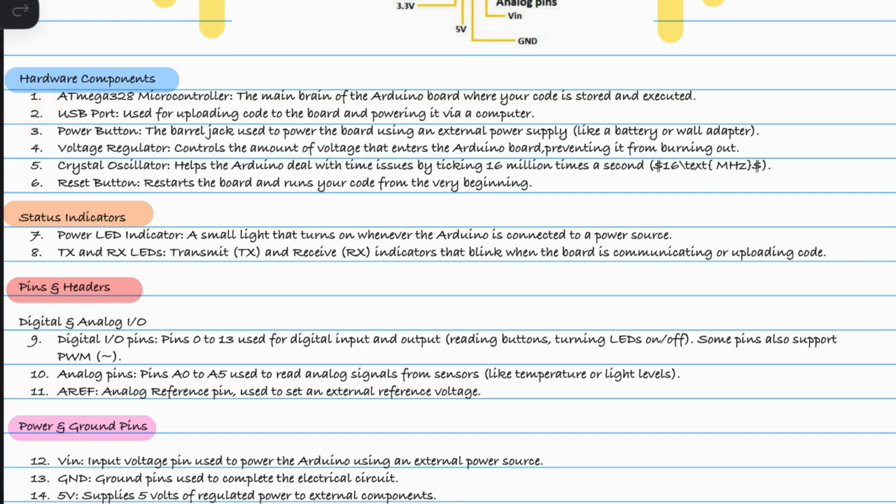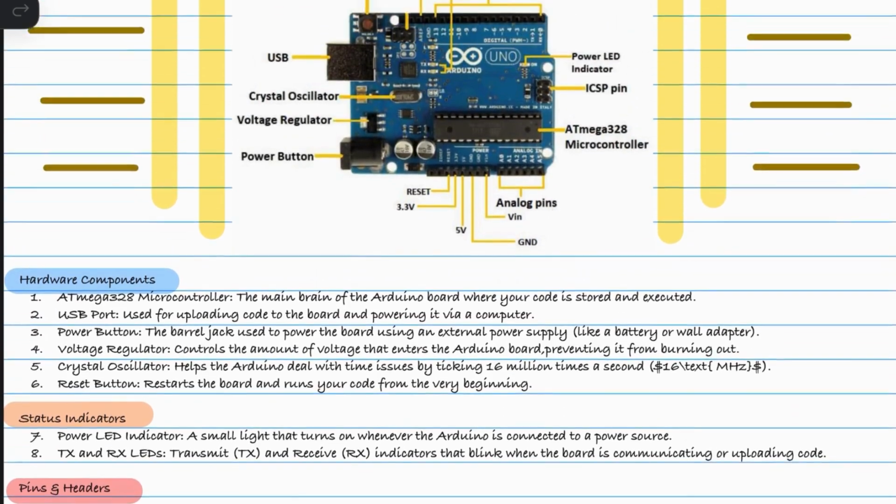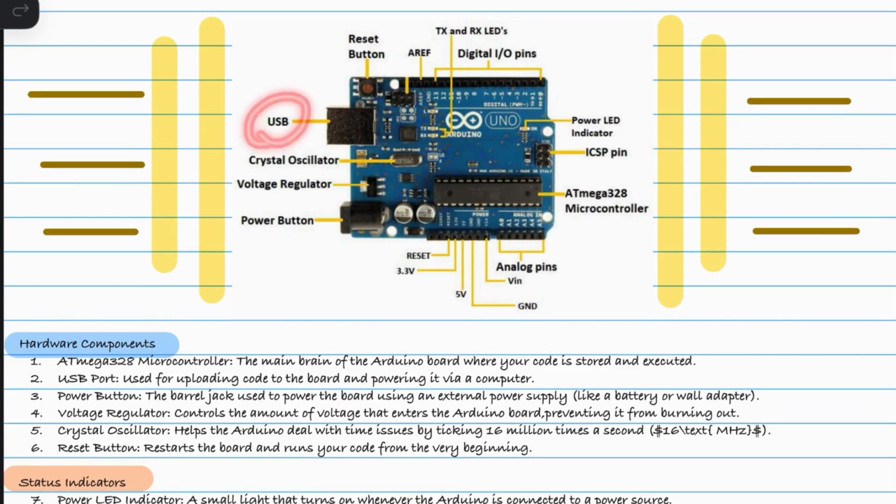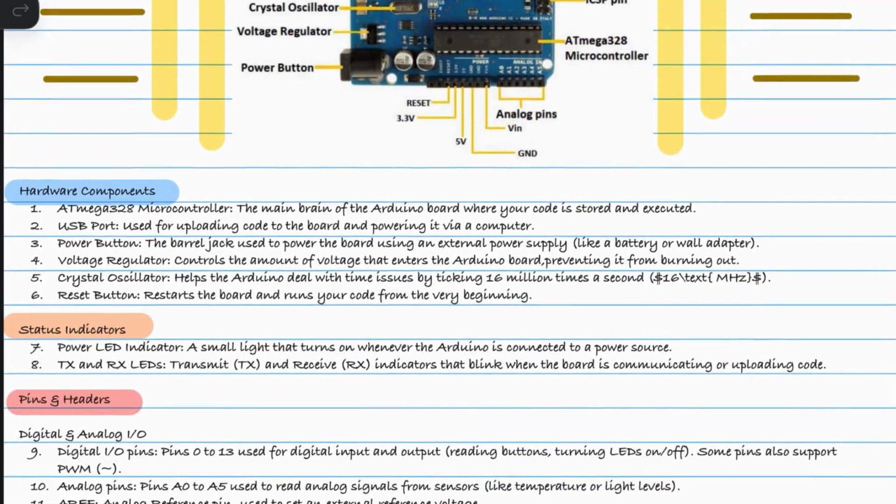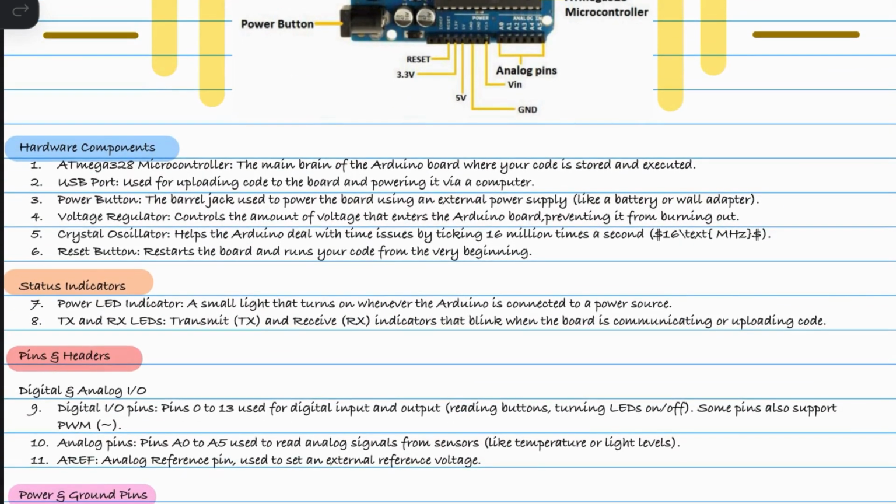Then we have the USB port. This serves a dual purpose. First, it acts as a data pipeline to upload your compiled code from your computer IDE into the microcontroller brain, and second, it draws a steady 5 volts of electrical power directly from your computer to run the board during desktop prototyping. Then we have the power input.